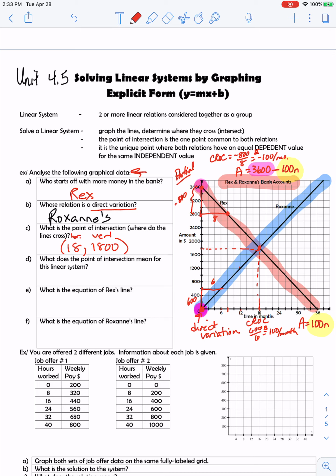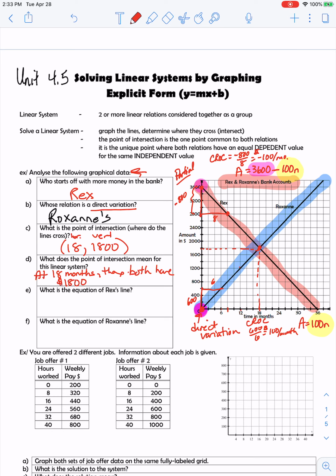What does the point of intersection mean for this linear system? What it means is that after 18 months, they both have the same amount of money in their accounts. So at 18 months, they both have $1,800.